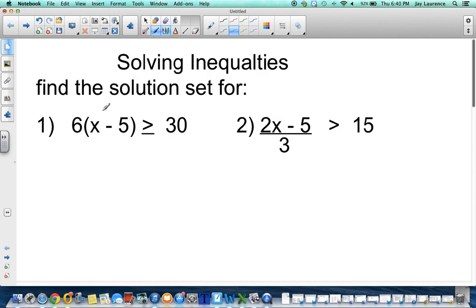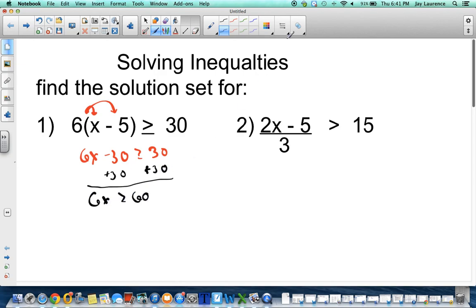I'm going to do this first one by distributing. I really don't want to do it by distributing, but I know most of you are going to do it that way. So we're going to get 6x minus 30, and that's going to be greater than or equal to 30. And then we're going to treat this like a two-step equation the rest of the time. And so we're going to add 30 to both sides. And 6x is going to be greater than or equal to 60.